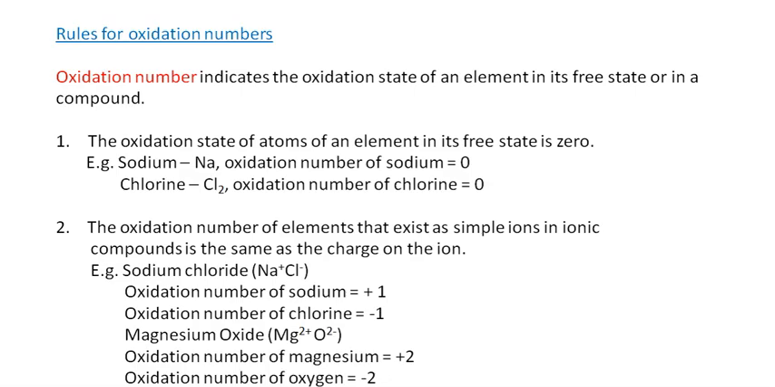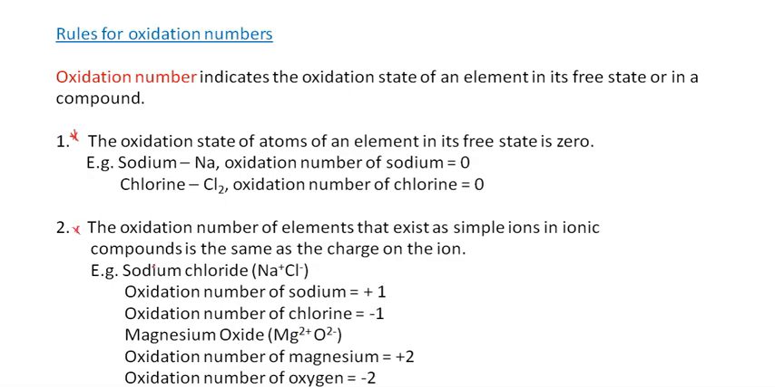Now, what you need to be able to do is to determine what is called the oxidation number. The oxidation number indicates the oxidation state of an element in its free state or in a compound. There are some rules that you need to remember. The oxidation state of atoms of an element in its free state is 0. So the oxidation state of sodium is 0. In chlorine gas, the oxidation number is 0.